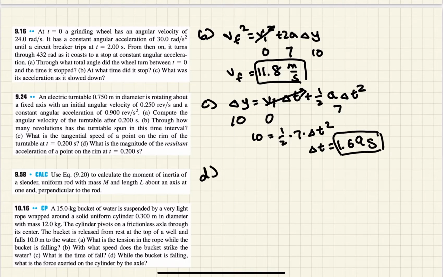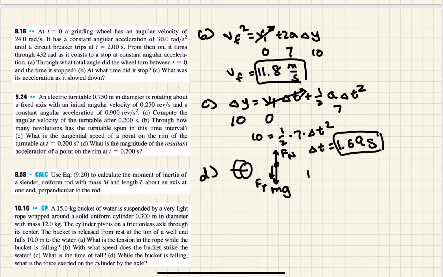And then part D, while the bucket's falling, what is the force exerted on the cylinder by the axle? Okay, this one's a bit trickier. So if you have the cylinder and you have the axle, let's draw a free body diagram for the cylinder. We got the force of gravity because it does have some mass. We got the force of tension pulling it down because of that string. But we do have the normal force pushing it up because that's what the axle is exerting on the cylinder. It's keeping it up. If it wasn't there, the cylinder would also fall down.